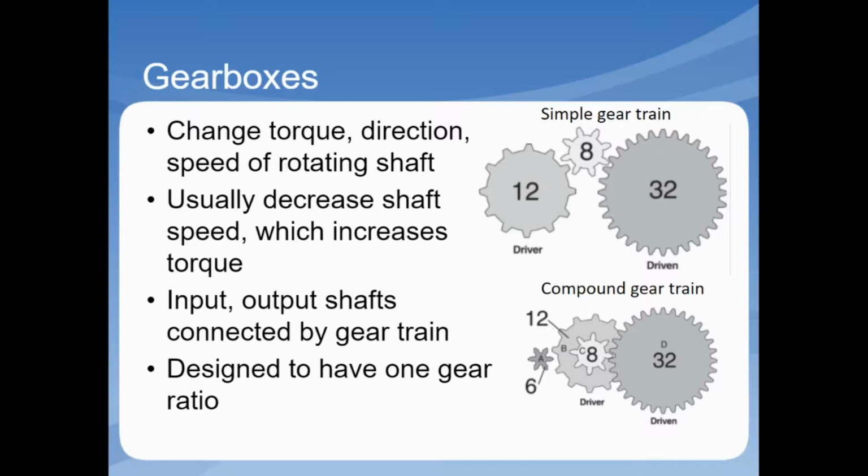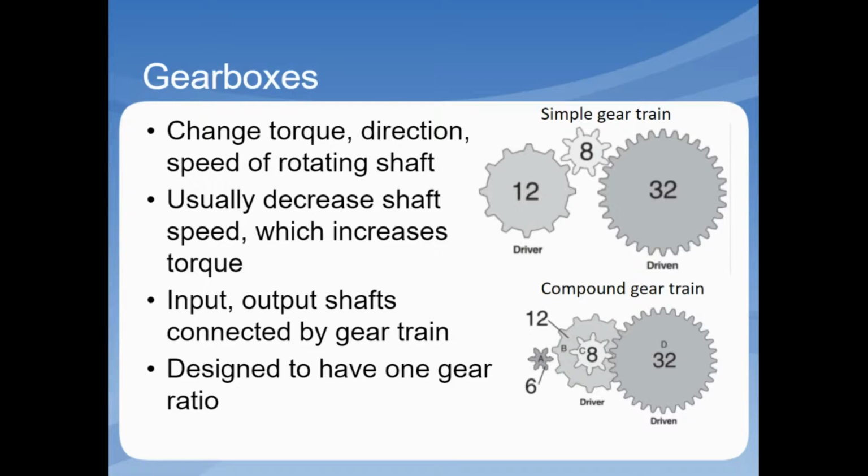Gearboxes have input and output shafts that are connected by a series of gears. The series of gears is known as a gear train. A gear train in which all of the gears are linked together in a row is known as a simple gear train. When pairs of gears are connected to each other on a common shaft, it's known as a compound gear train. Please take note of the graphics listed.